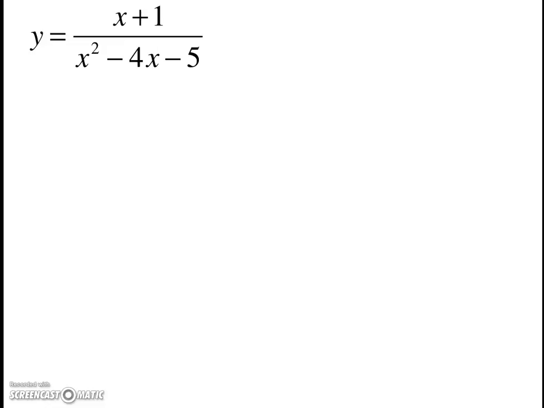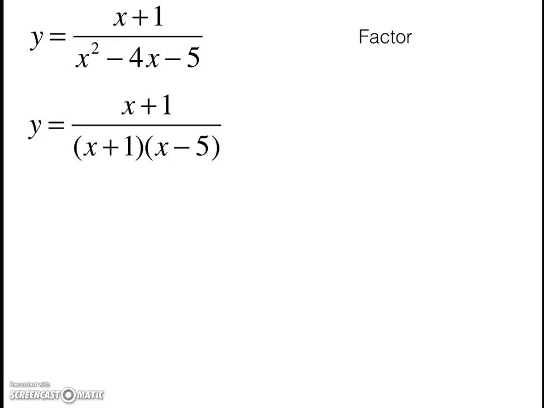So we have y equals x plus 1 over x squared minus 4x minus 5. Our goal is to identify where the locations of discontinuities are, and then we're going to graph this function. So the first step is to factor the denominator. Once we factor the denominator, we are going to identify the domain restrictions. So here the domain restrictions are x cannot equal -1 and x cannot equal 5 because those are the two locations that would make the denominator equal to 0.